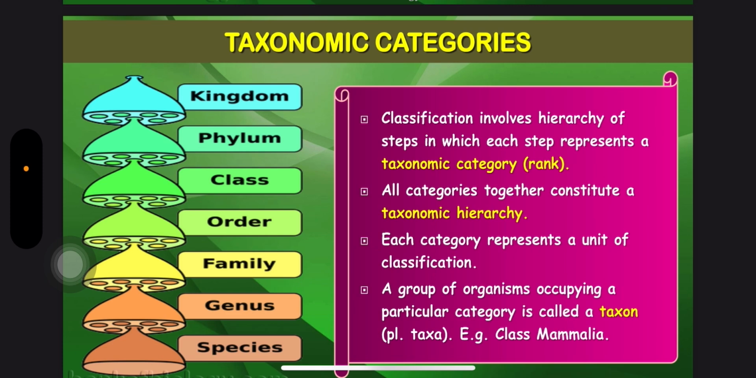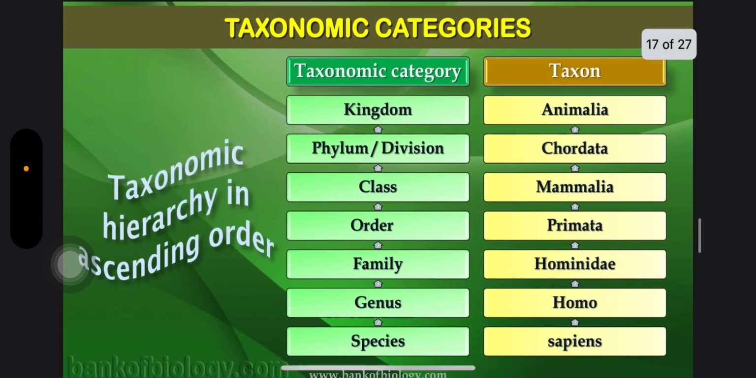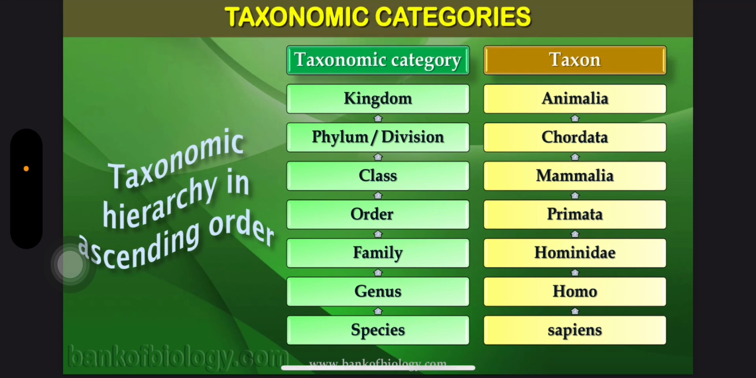Each category represents a unit of classification. A group of organisms occupying a particular category is called a taxon. For example, class Mammalia is one taxon, amphibians one taxon, reptiles one taxon. Next, the taxonomic categories: kingdom, phylum for the animals and division for the plants, then class, order, family, genus, species.